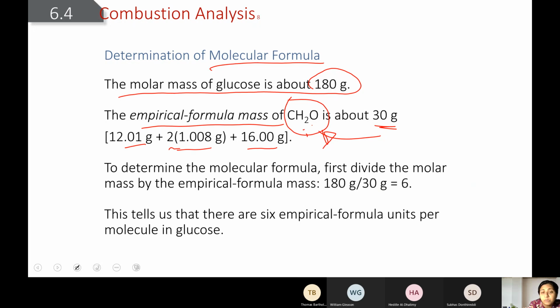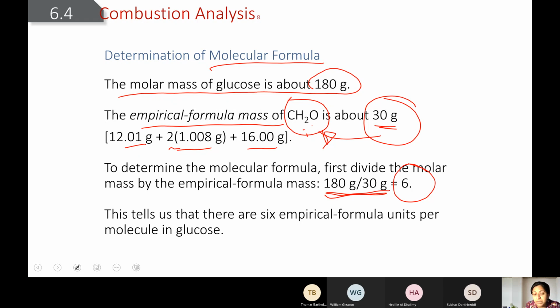So the molar mass of glucose is 180, but the empirical formula mass is 30. That means the empirical formula is not the molecular formula of glucose. So how can I get the correct molecular formula? Yes, I divide the molar mass by the empirical formula mass. 180 divided by 30. Okay, I get the ratio as 6.